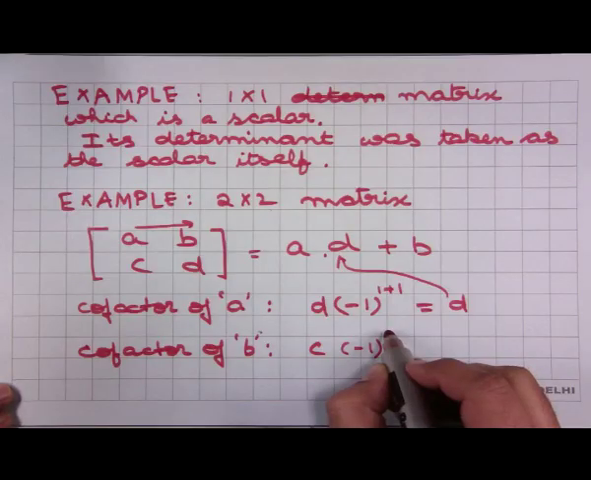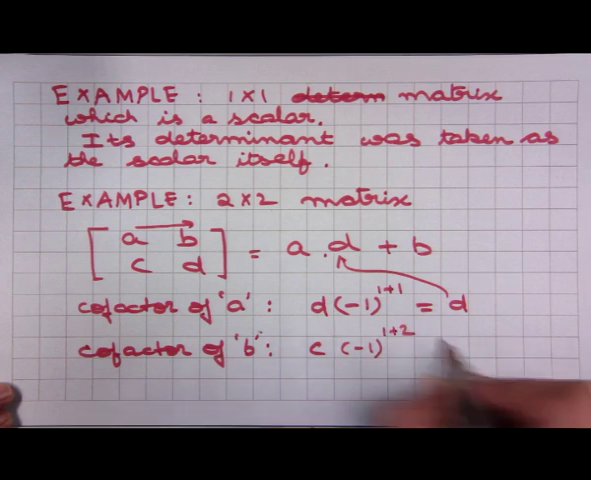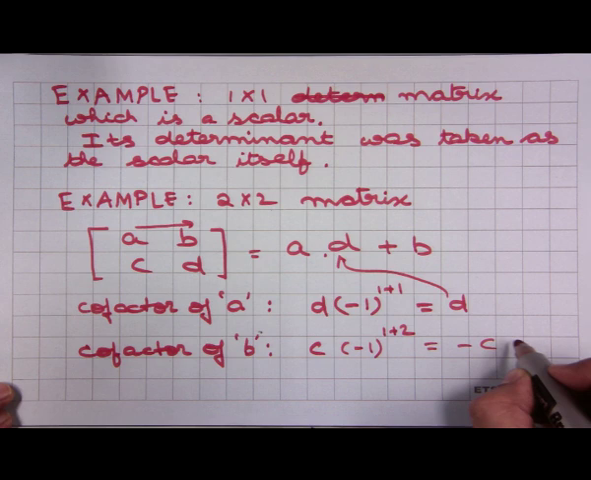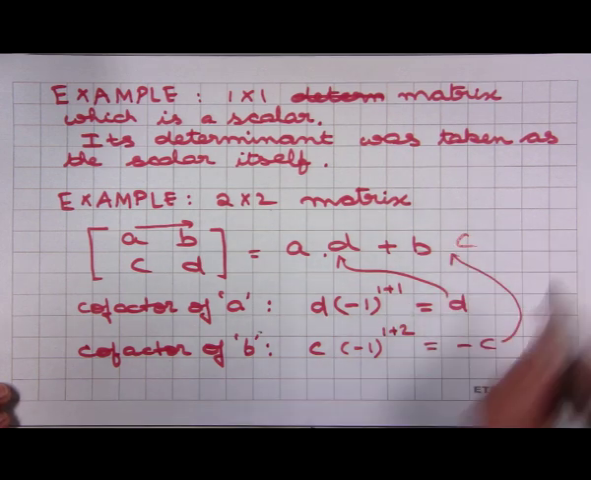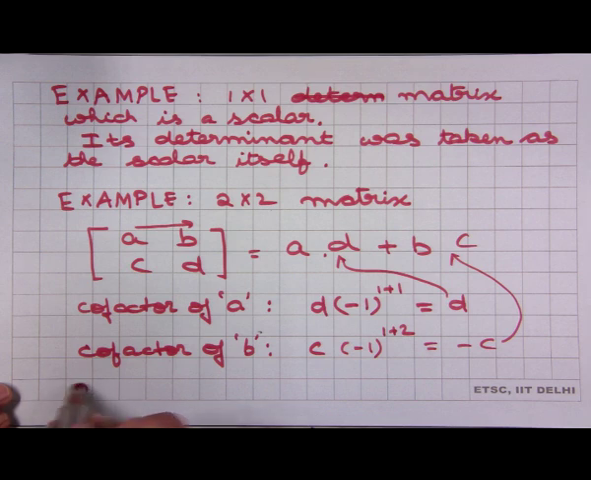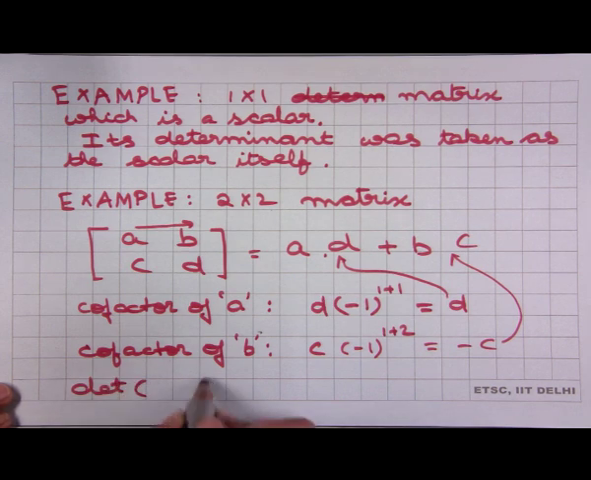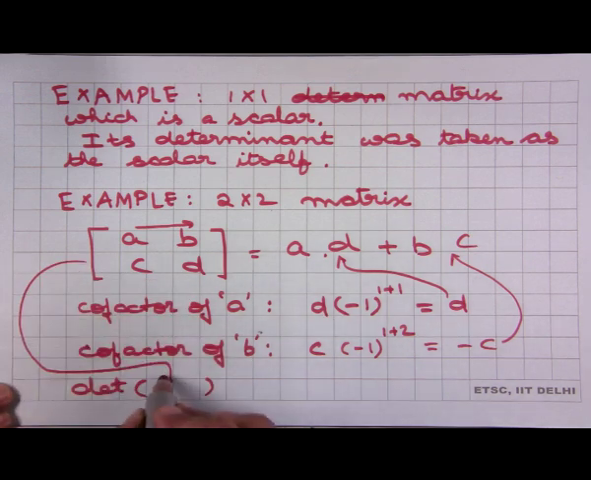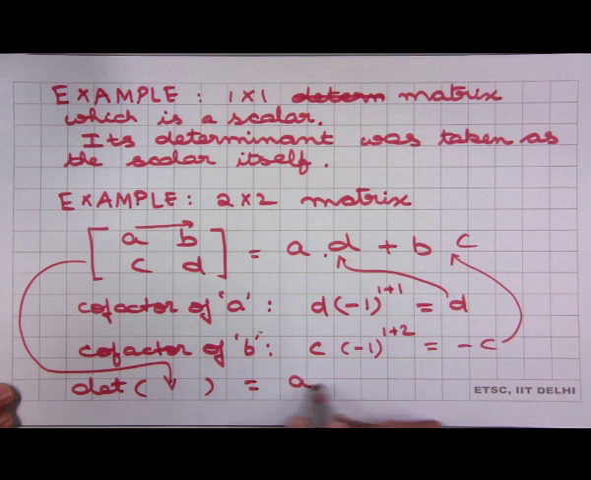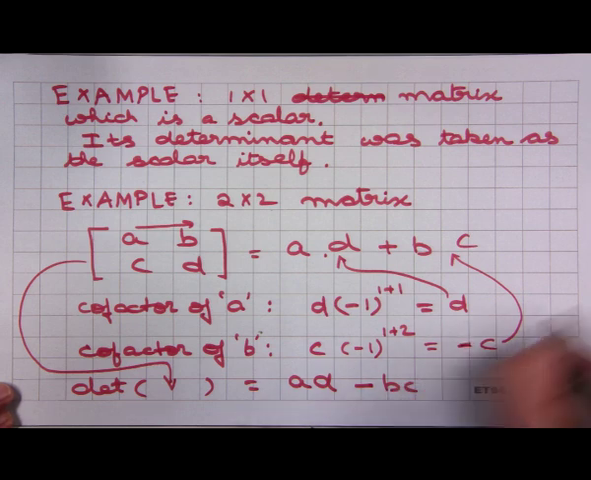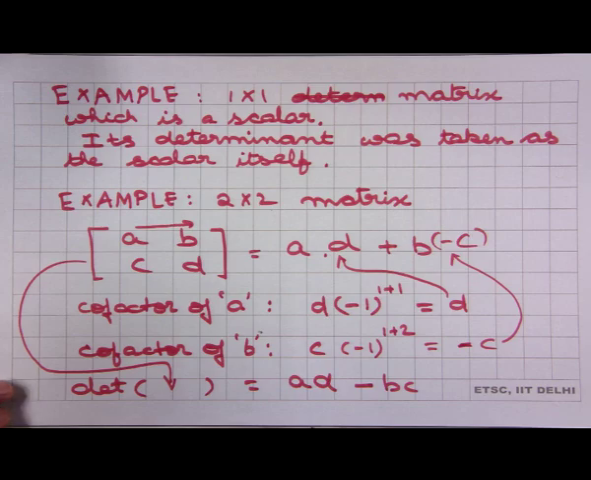So, if you see, B belongs to the first row but second column. So, this is minus 1 power 1 plus 2, so minus 1 cubed. So, it is minus C. So, this number goes over here. So, all in all, the determinant of this matrix is going to be AD minus BC, because it is this minus C which comes over here. So, again we go back to our expression which we have seen multiple times, which is AD minus BC.